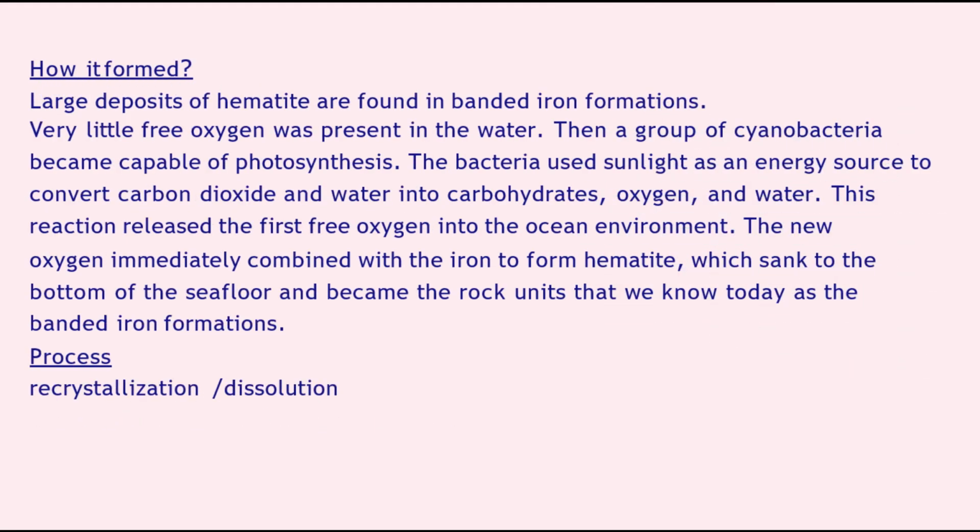How was it formed? Large deposits of hematite are found in banded iron formations. Very little free oxygen was present in the water. Then, a group of cyanobacteria became capable of photosynthesis. The bacteria use sunlight as an energy source to convert carbon dioxide and water into carbohydrates, oxygen and water. This reaction released the first free oxygen into the ocean environment.